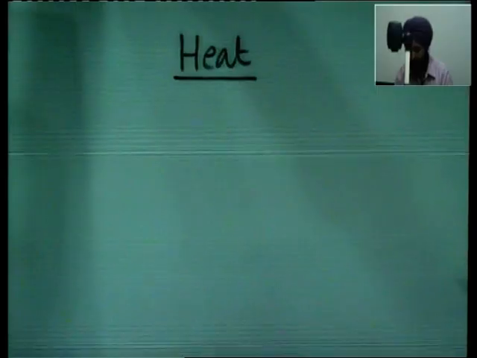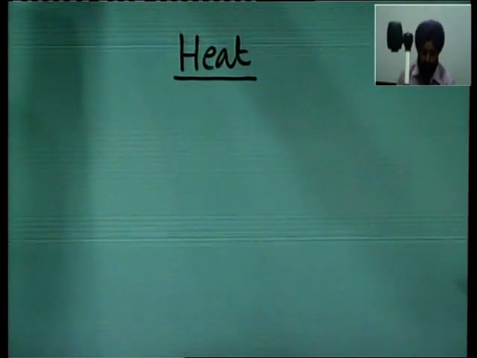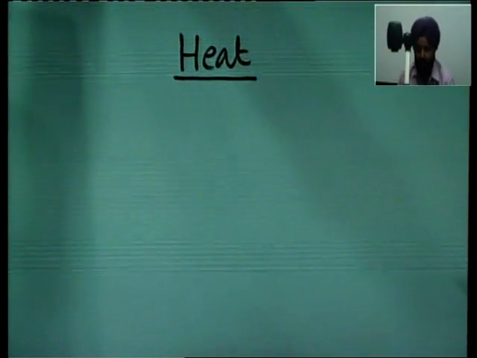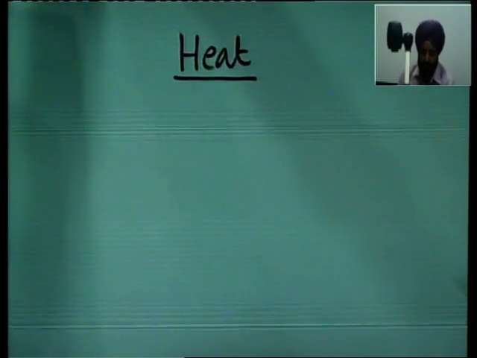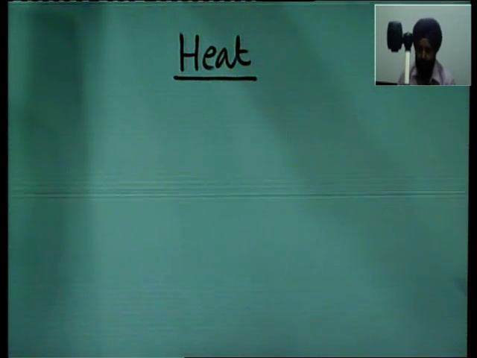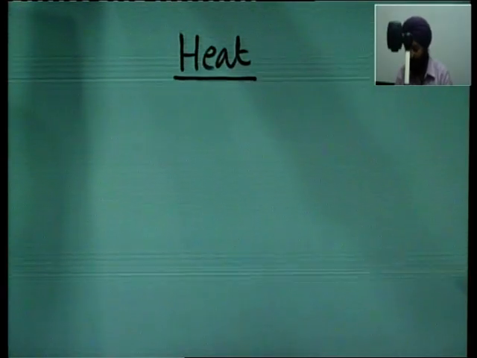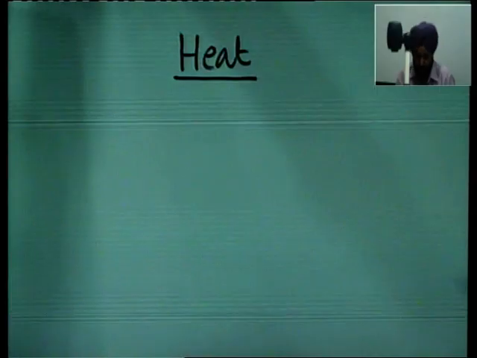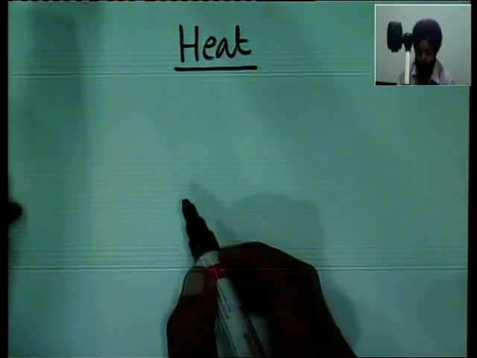Actually when we are standing near the fire or we are touching the ice, some energy is flowing from one body to the other. Say when we are near the fire, heat is flowing from fire to our body, and when we touch the ice, heat flows from our body to the ice. So that is why we feel hot or we feel cold.